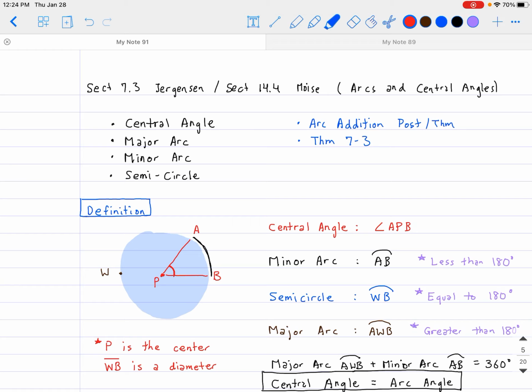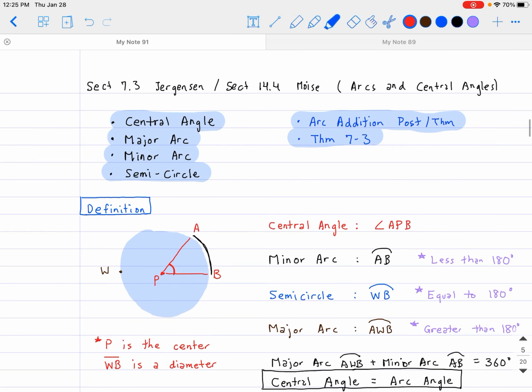So for today, we are going to look at the following. We're going to define what is a central angle, what is a major arc, what is a minor arc, and then the semicircle. In addition, there is also the arc addition postulate or theorem, depending on which textbook you're looking at. And finally, theorem 7.3. That one's kind of strange, right?